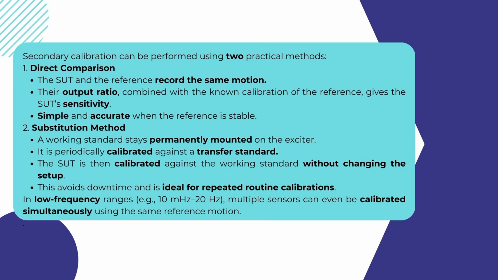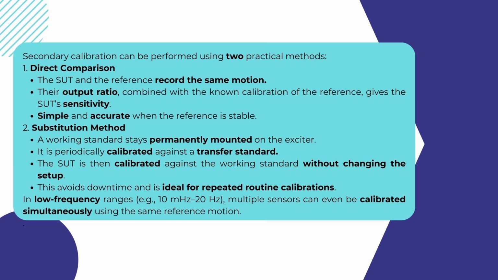Secondary calibration can be performed using two practical methods. The first one is direct comparison. The SUT and the reference record the same motion. Their output ratio is then combined with the known calibration of the reference to give the SUT sensitivity.